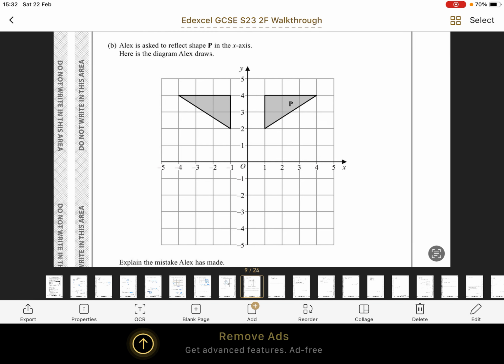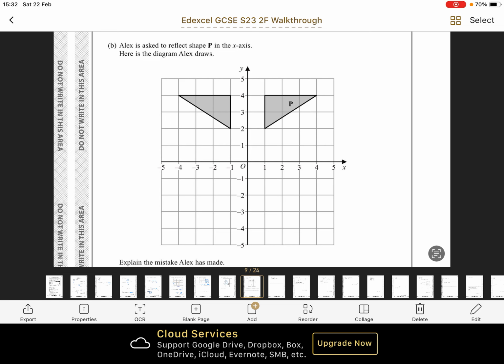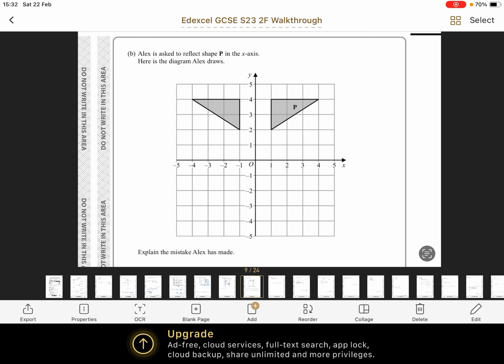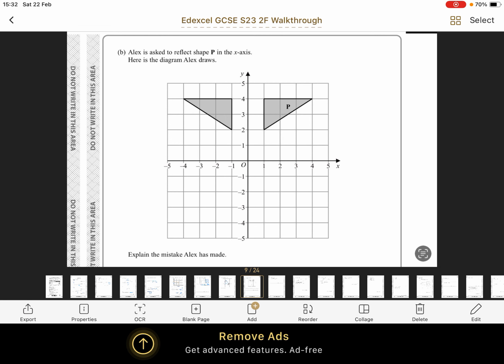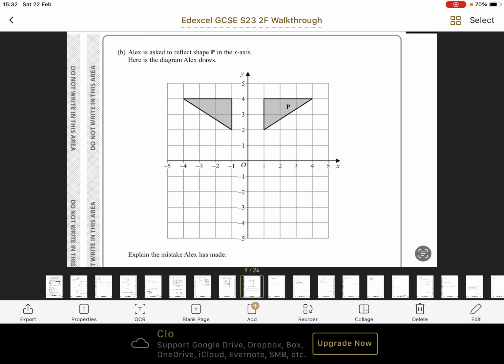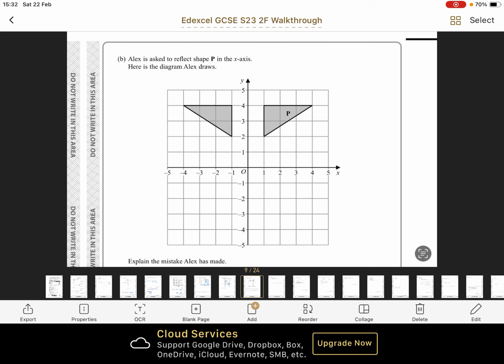The next question, part B of this, is also a diagram with reflections involved. Alex is asked to reflect shape P, which is labelled, in the axis. Here is the diagram Alex draws. Okay, so that is a reflection, but he has not reflected it in the x-axis. He's reflected it in this line here.